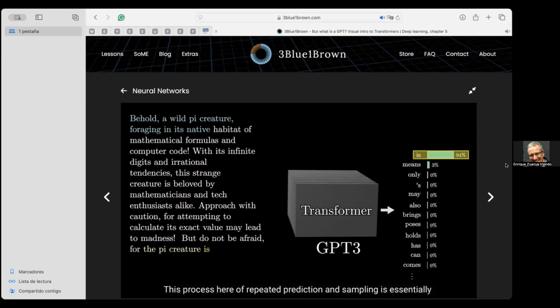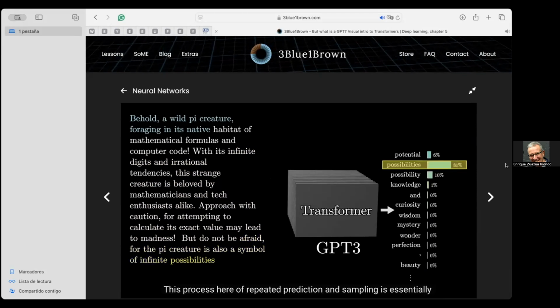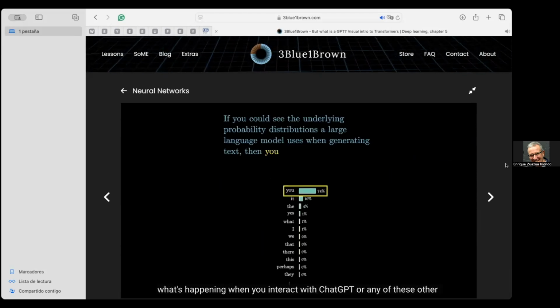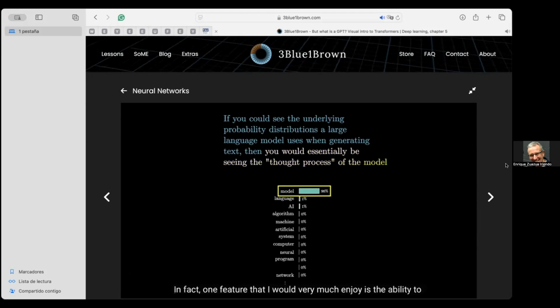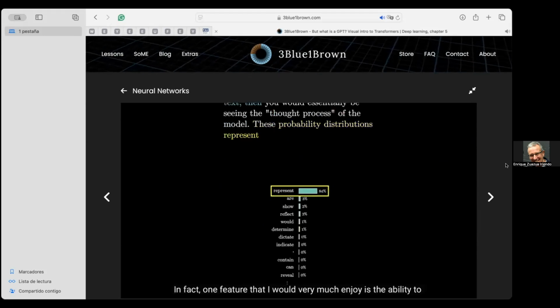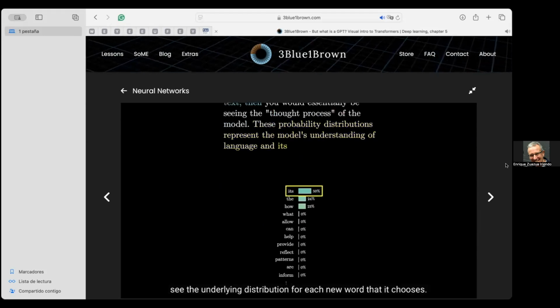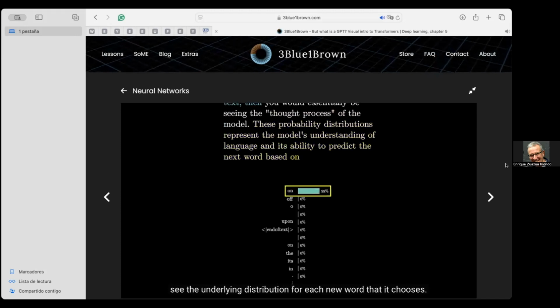This process here of repeated prediction and sampling is essentially what's happening when you interact with ChatGPT or any of these other large language models, and you see them producing one word at a time. In fact, one feature that I would very much enjoy is the ability to see the underlying distribution for each new word that it chooses.